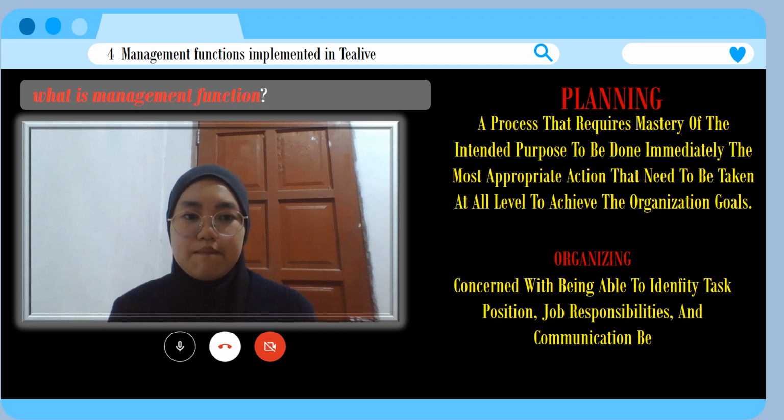So what is planning? Planning is the process that requires the intended purpose to be determined, and the most appropriate action to be taken at all levels to achieve the organization goal. The second function is organizing. Organizing is concerned with identifying task positions, job responsibilities, and the communication between authority and duty in order to achieve the organization goal.